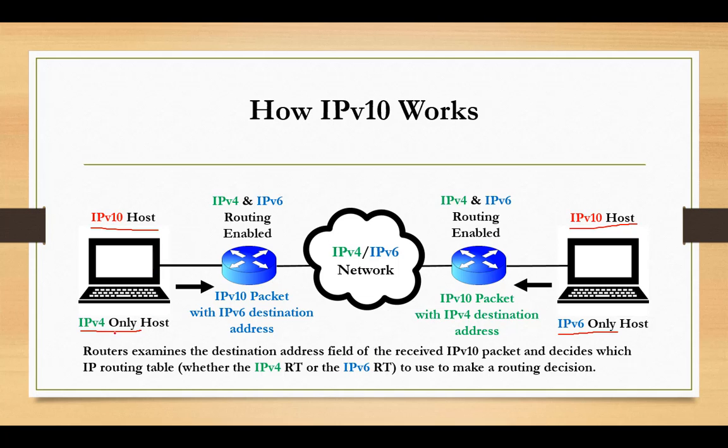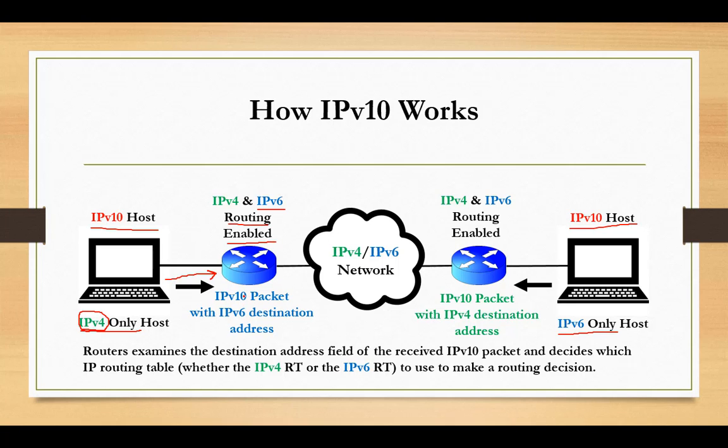The packet that will be sent by the IPv4 only host is an IPv10 packet. It contains both IPv4 and IPv6 in the same header. So the source will be IPv4. The destination will be IPv6. So when the host sends the IPv10 packet to the router, the router will examine the destination IP address. If it is an IPv6 address, it will examine its IPv6 routing table.